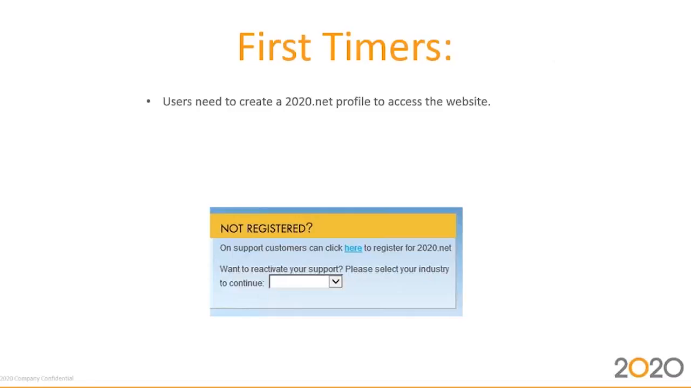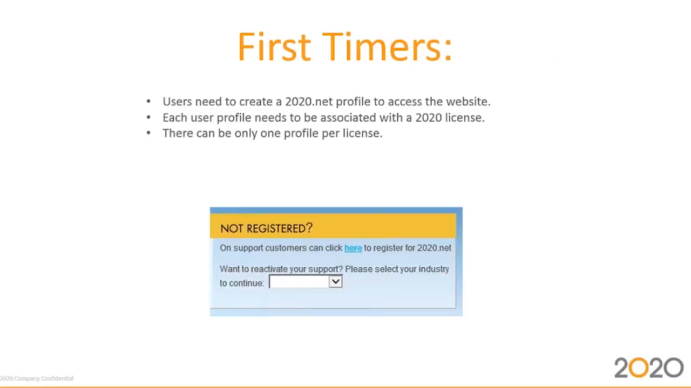The first thing is all users need to have a 2020.net profile. You can't really get to the information located here without the login. Each profile needs to be associated with a 2020 key. That's the little USB key that you plug into your computer. And there can only be one profile per license or per key, so you can't set up two people to use the same license number.